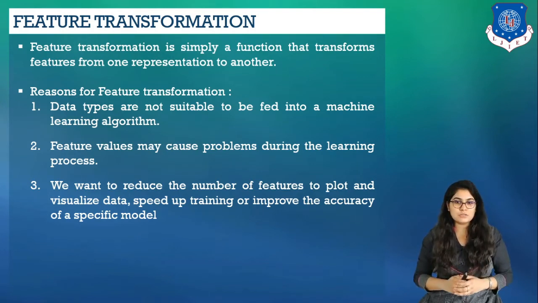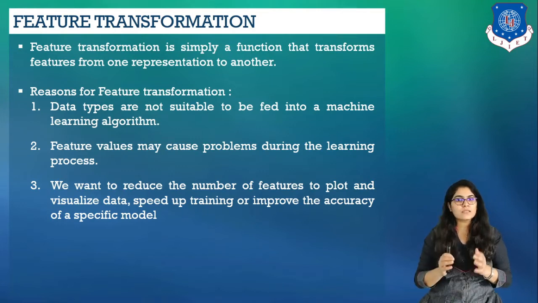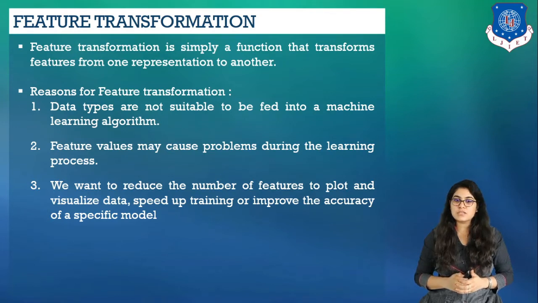So in today's lecture, we discussed dimensionality reduction, which includes feature selection and feature extraction. Feature selection is for filtering irrelevant or redundant features from your dataset, whereas feature extraction is for creating a new, smaller set of features that still captures most of the useful information. The key difference between feature selection and extraction is that feature selection keeps a subset of the original features, while feature extraction creates a brand new one. At last, we discussed the meaning of feature transformation. Feature transformation is simply a function that transforms features from one representation to another.